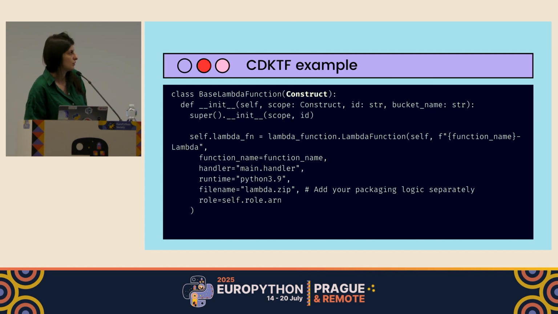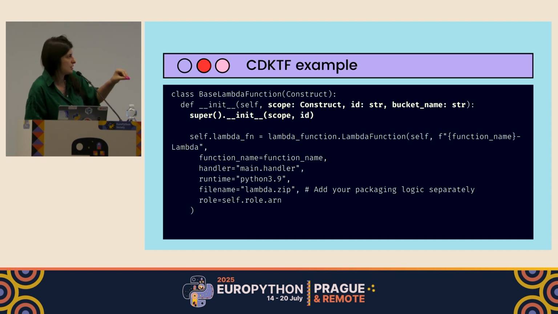We inherit this from the construct. It's also an upper level class. Usually it has some definitions. For example, it has some methods that will be called internally for parsing your lambda, for example, how it should be deployed, parsing some metadata, and then it will be stored in JSON. After that, we just call init. Inside we pass scope, ID, and, for example, bucket name.